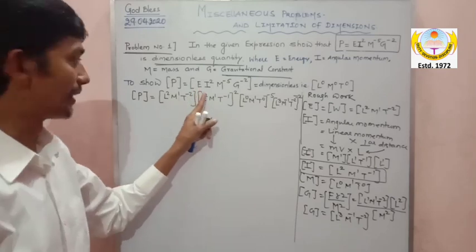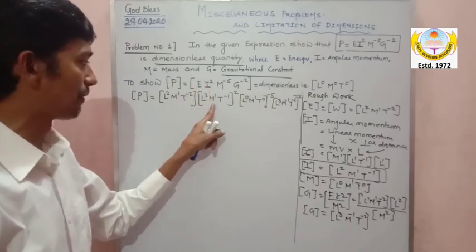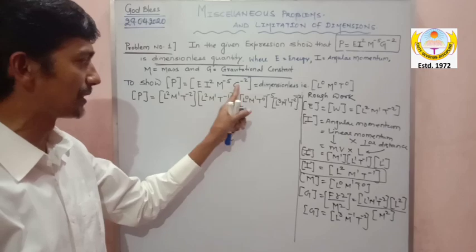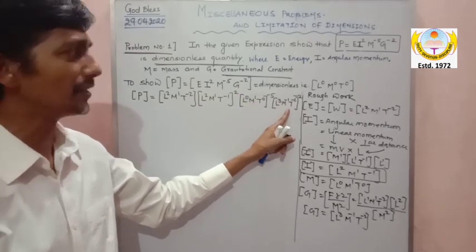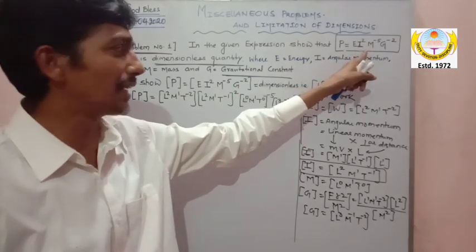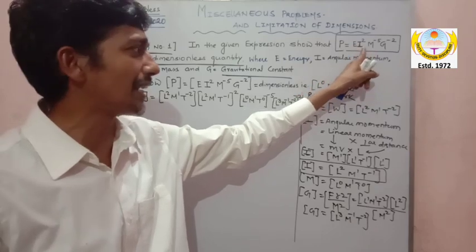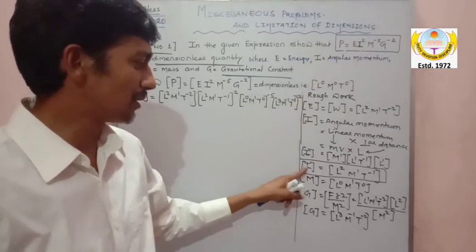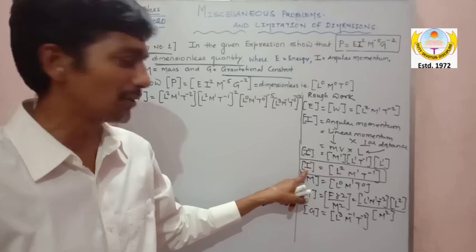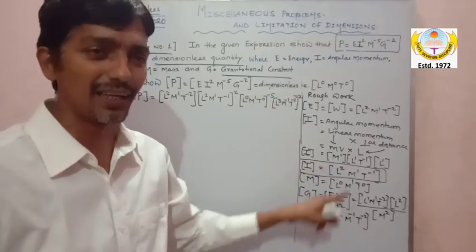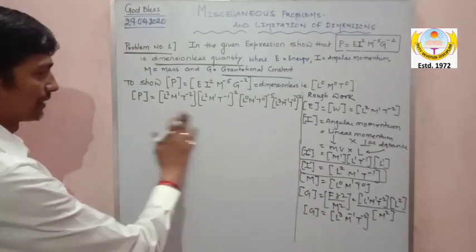So I will repeat: the dimension of energy, the dimension of angular momentum, the dimension of mass, and the dimension of gravitational constant. My dear, I will change the abbreviation for angular momentum. As I got the question as I, I have taken I, because I have not taken L, otherwise you will confuse this L with the length L. Please make a note of that. So now let us go for the next step.